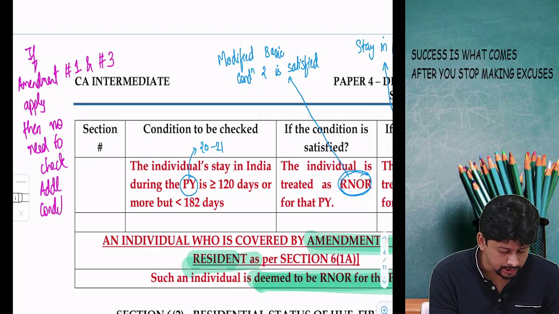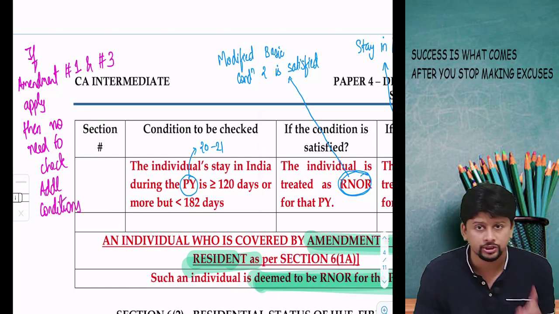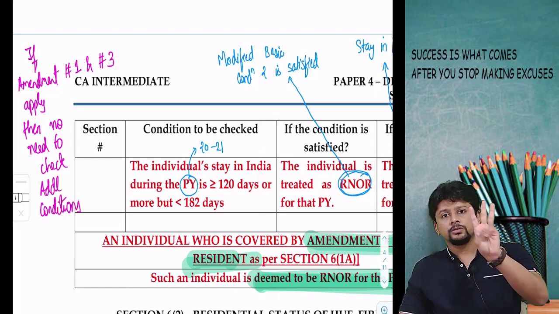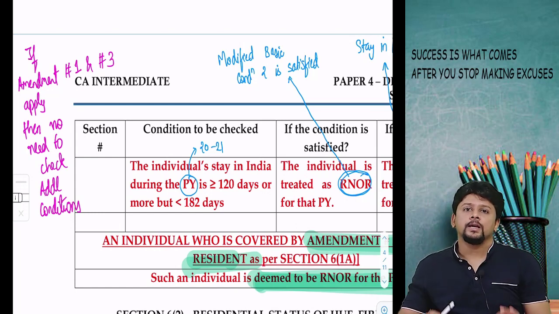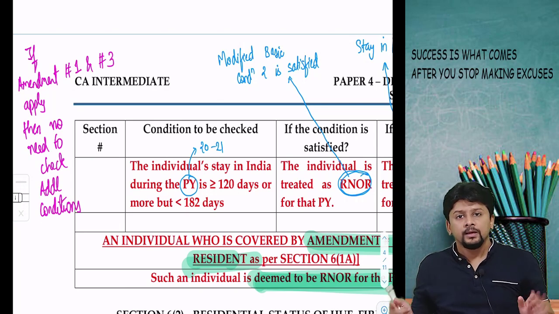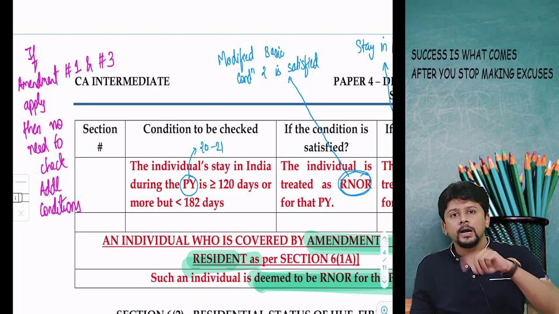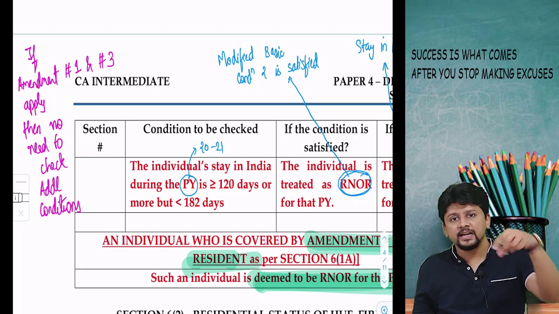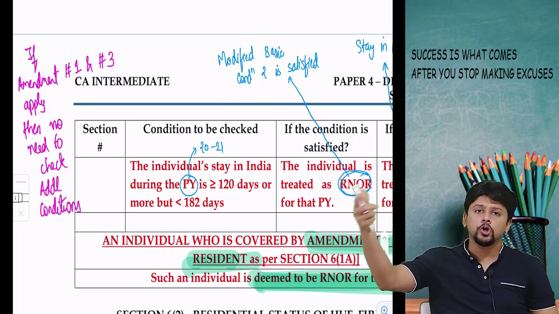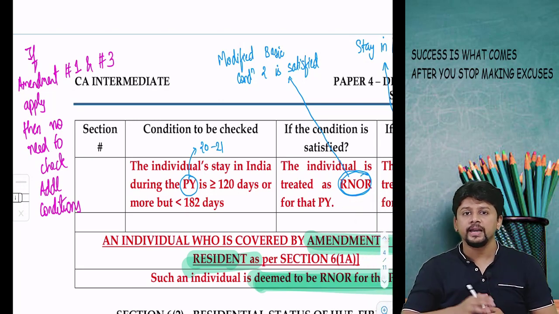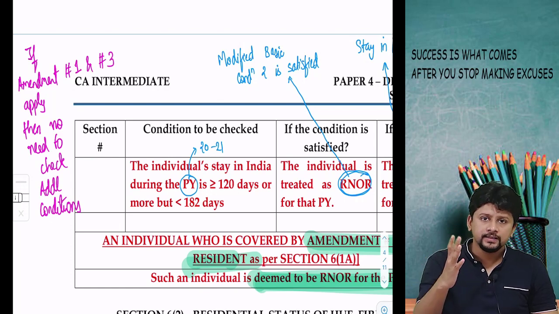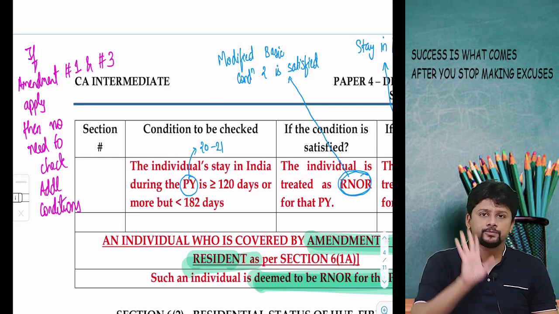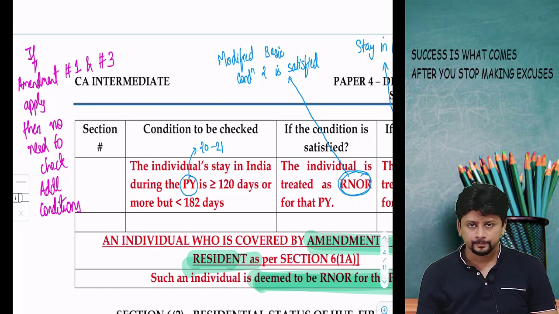Remember, additional conditions are to be checked only for those general cases and only for those 3 exceptional cases. If you are falling in the amendment, then the amendment itself has told you how you will decide an individual as resident and ordinarily resident, or resident but not ordinarily resident. You don't need to check additional conditions. Additional conditions will have to be checked only if you fall in the general cases or if you fall in the 3 exceptional cases where there are no amendments.